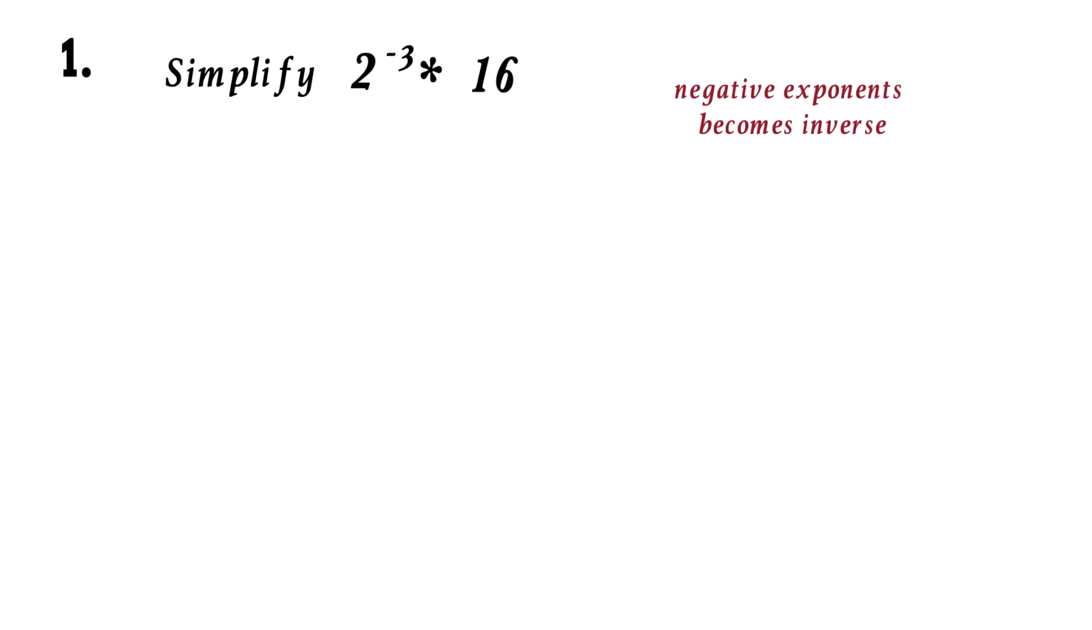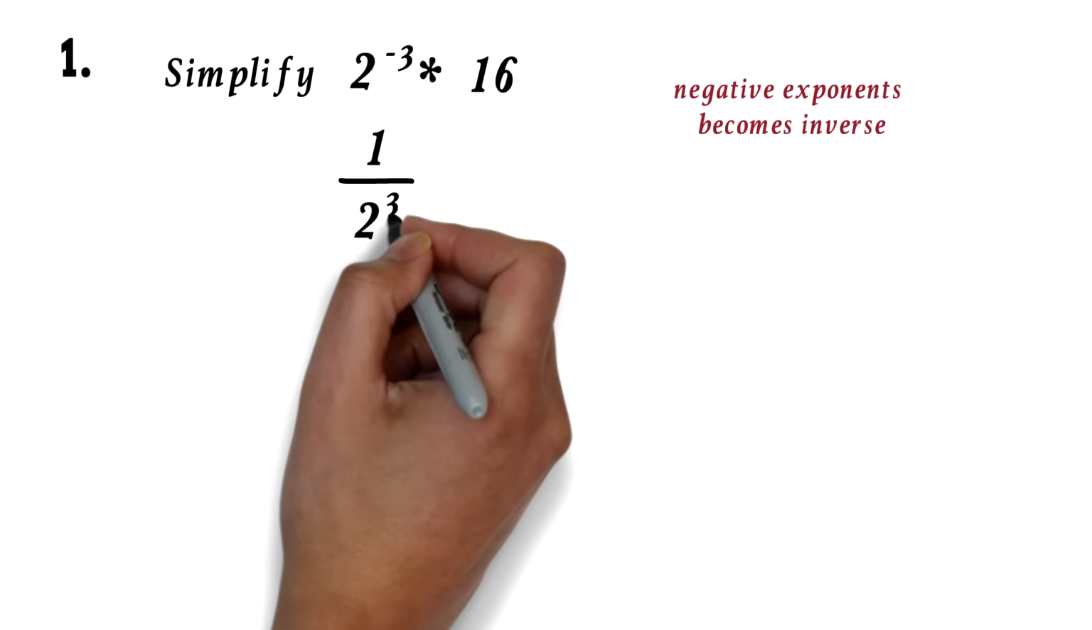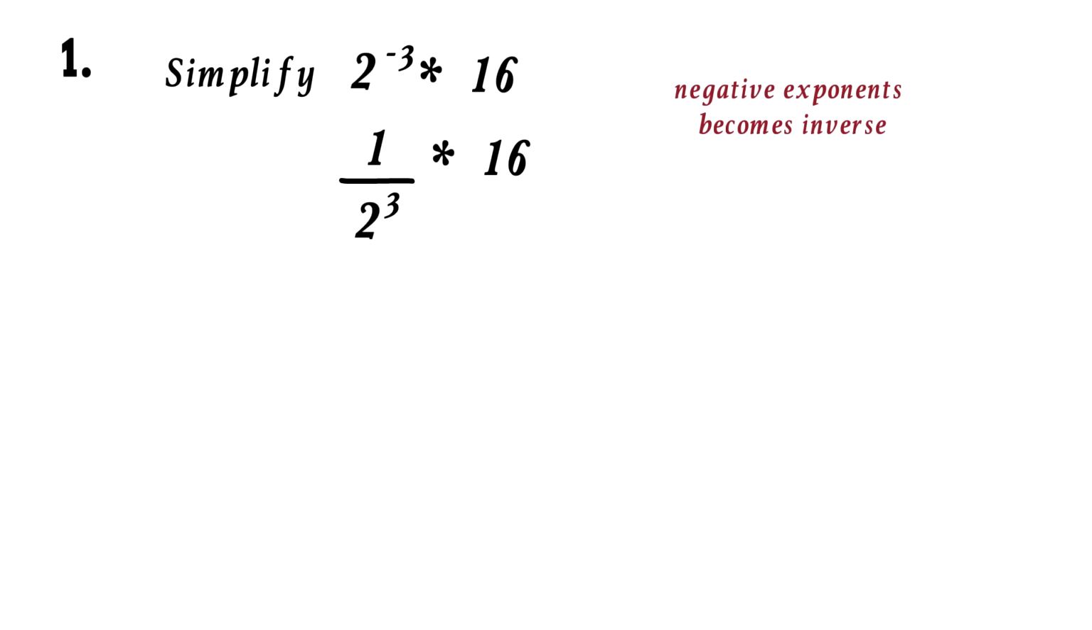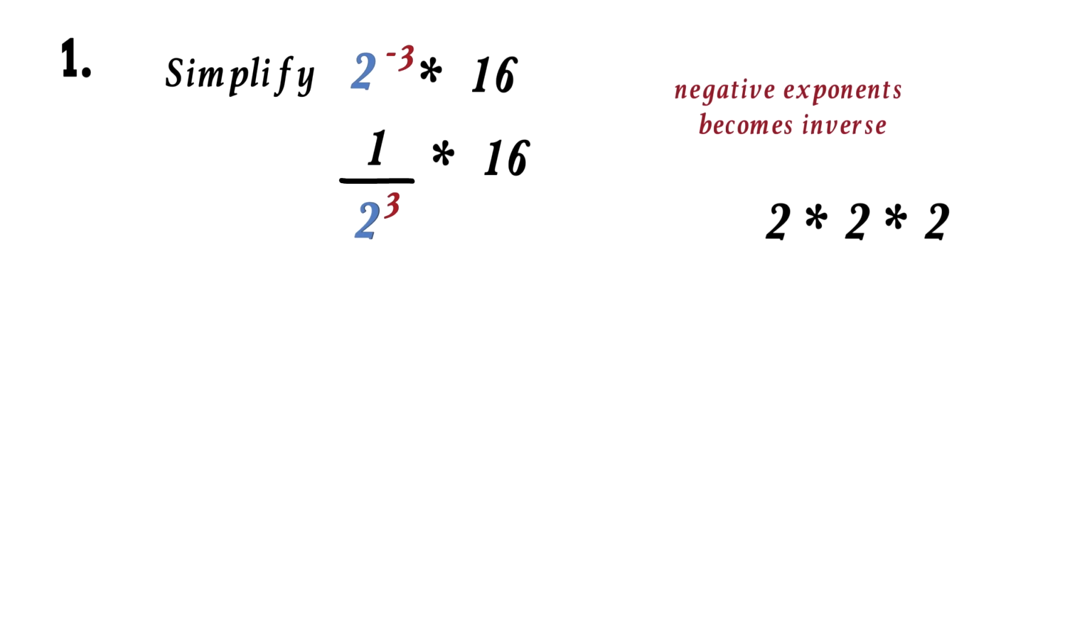So 2 exponent negative 3 is the same as 1 over 2 exponent 3. Note that the 2 comes to the denominator and the exponent negative 3 now becomes exponent positive 3. 2 exponent 3 is 2 times 2 times 2, which is 8.